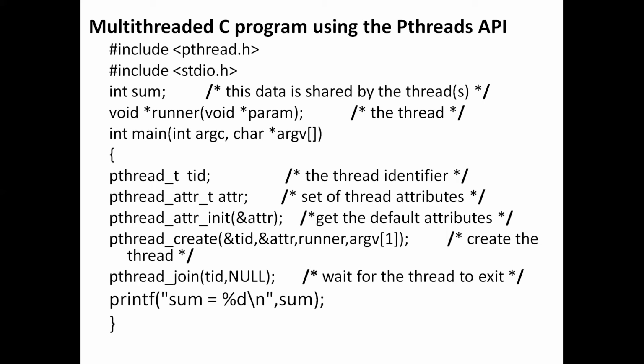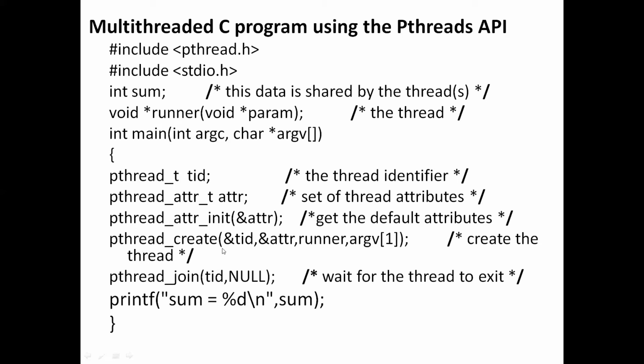The pthread_attr_init method will be used to set the attributes for the thread. By using this statement, it will get the default attributes for the thread, and that will be stored in attr. attr will hold the attribute values for the thread. Understood, right? Next statement we have is pthread_create.